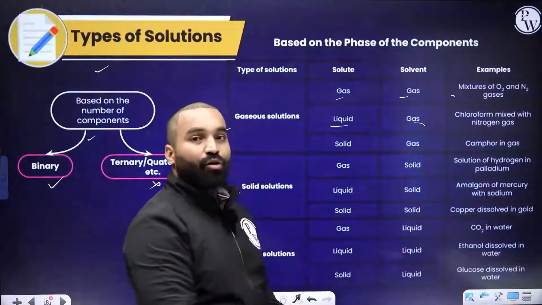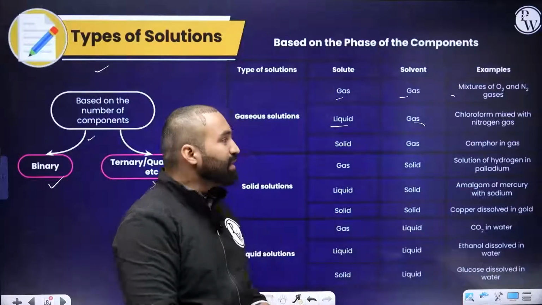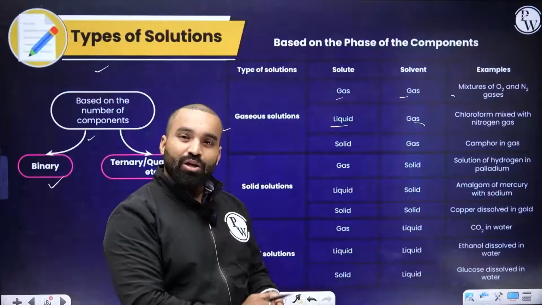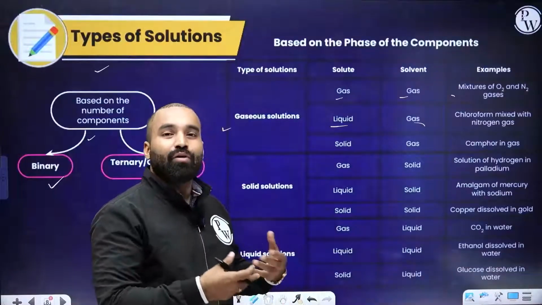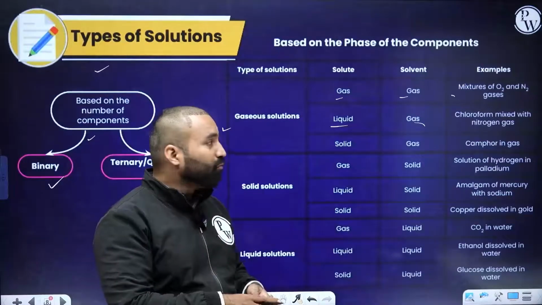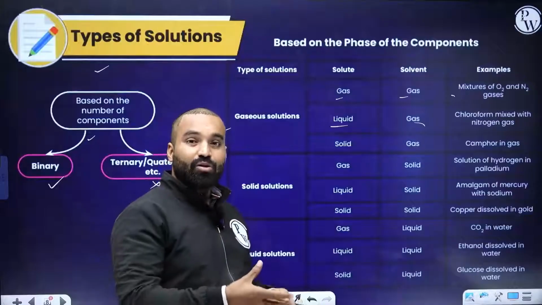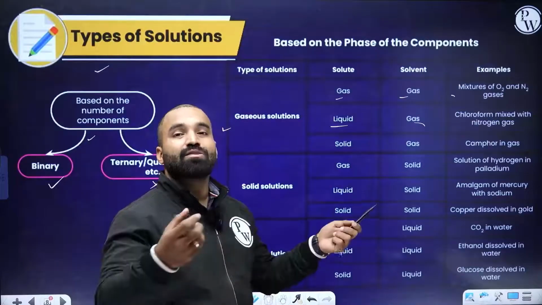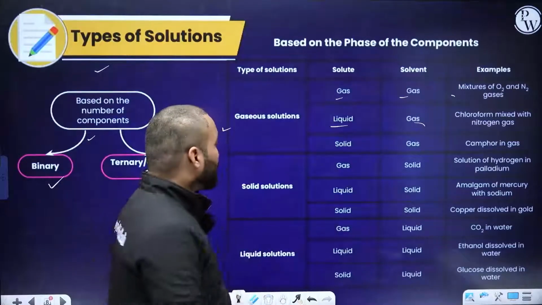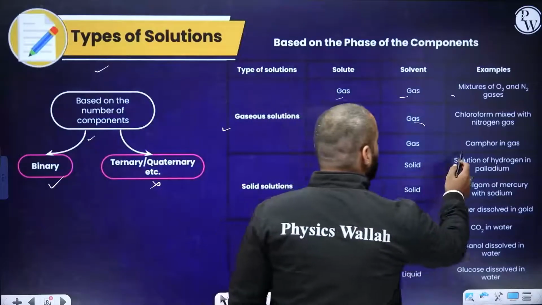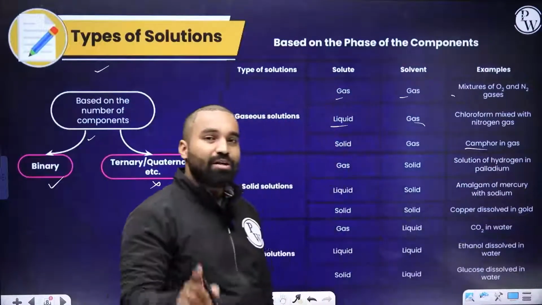For example, chloroform. Chloroform is a liquid. I can mix it in nitrogen gas. How, sir? The chloroform actually has a volatile nature. It evaporates on its own and then gets mixed with the nitrogen gas, right? Solid and gas: camphor also has a property called sublimation.